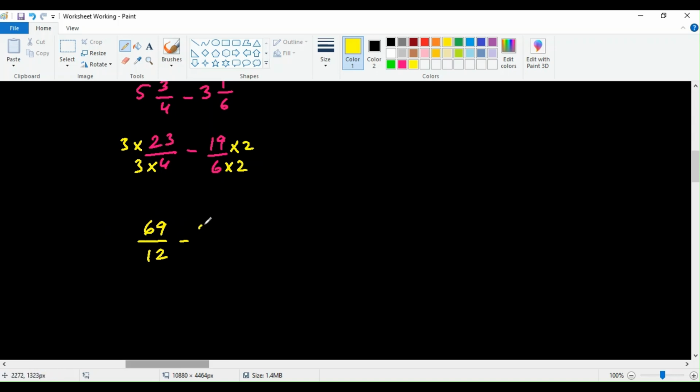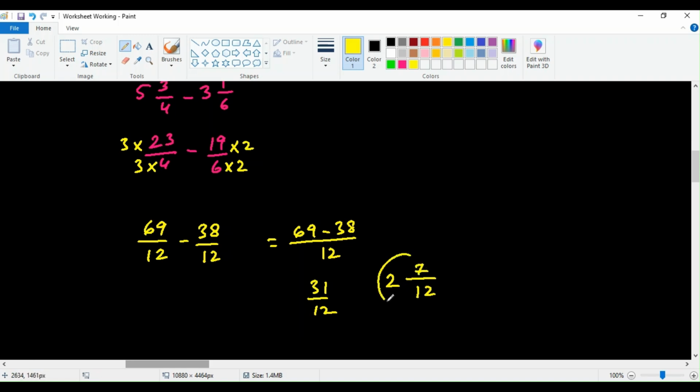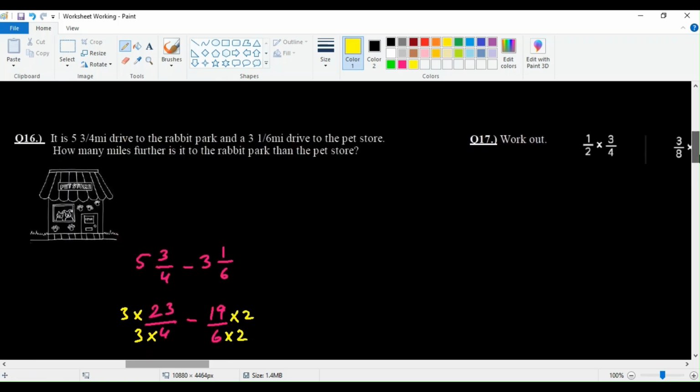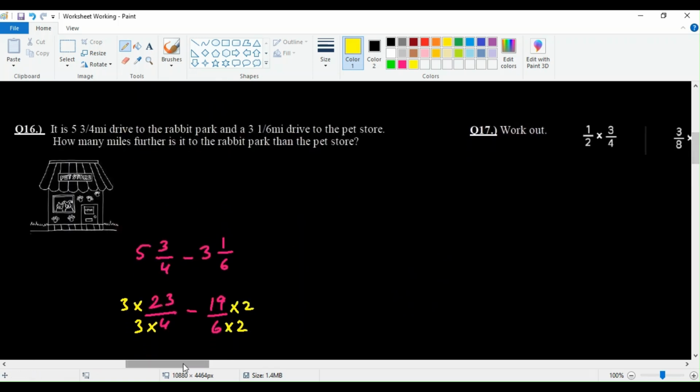38 over 12. Since the denominators are the same, we will write this as 12, and 69 minus 38 is going to give us 31. So 31 over 12, that means 12 times 2 is 24. It's going to be 2 whole 7 over 12. This much is the distance between the rabbit park and the pet store.